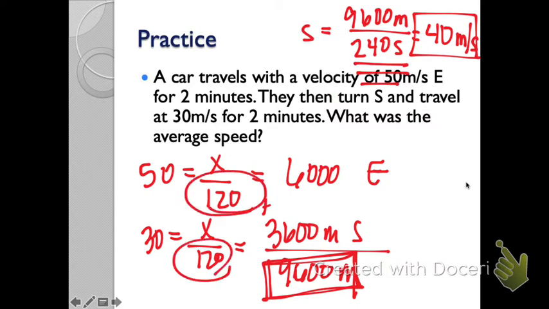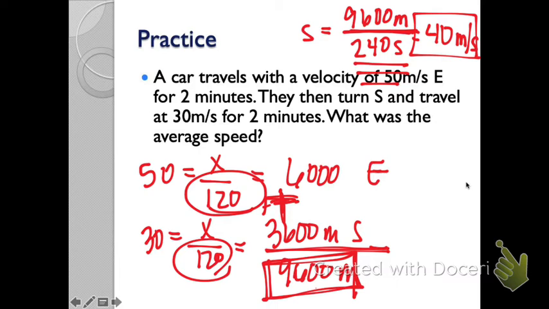So if your time is the same, is there a shortcut without doing that? If my times are the same, I could just take the average of my two velocities. 50 plus 30 divided by 2 gives me 40. Is that supposed to be a division bar above the total distance? No, this is just adding those two distances together, and I get 9,600 meters. I just added those two to get my total distance.